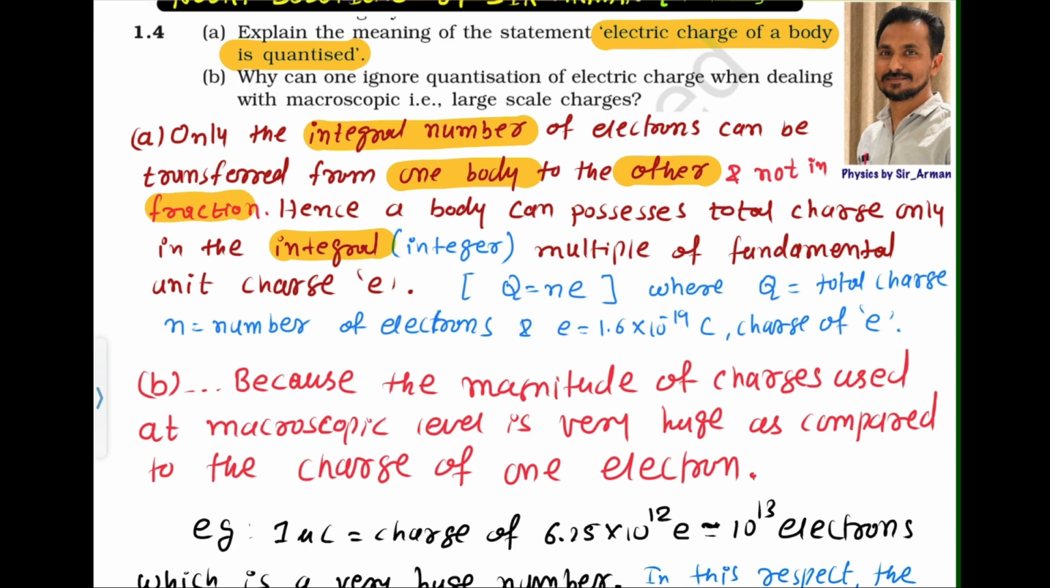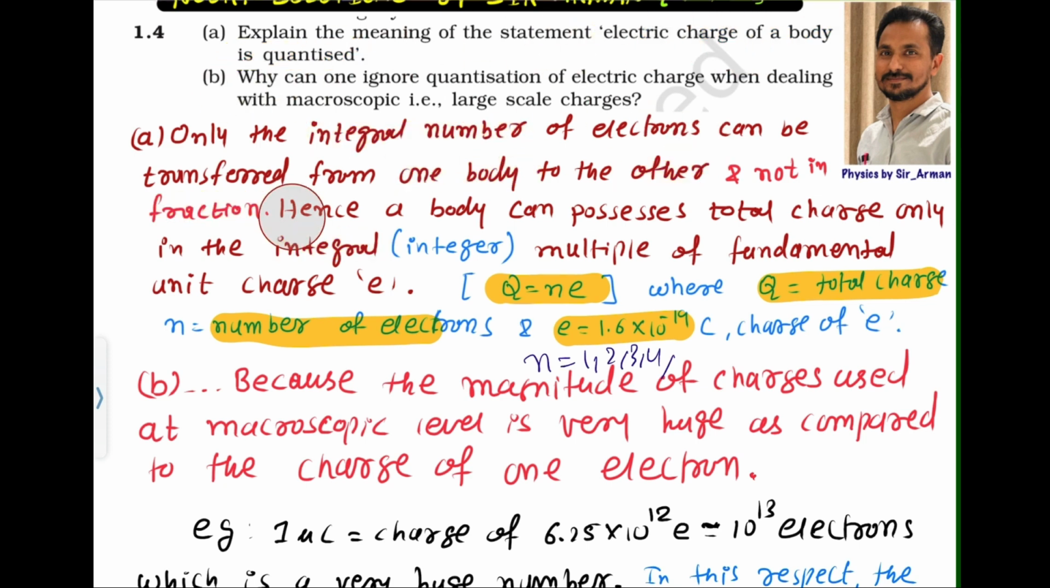That is, the charge on a body will always be Q = ne, where n is an integer, either 1, 2, 3, 4. It can never be a decimal or a fraction. Here Q is the total charge on a body, n is the number of electrons, and e is the charge of one electron. So this is quantization. Quantization means something exists in fixed numbers or fixed packets. I don't want to go into depth because this is not a theory lecture, but in a theory lecture we will discuss it in detail.